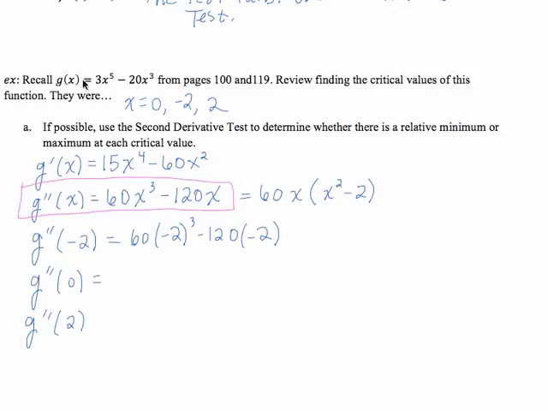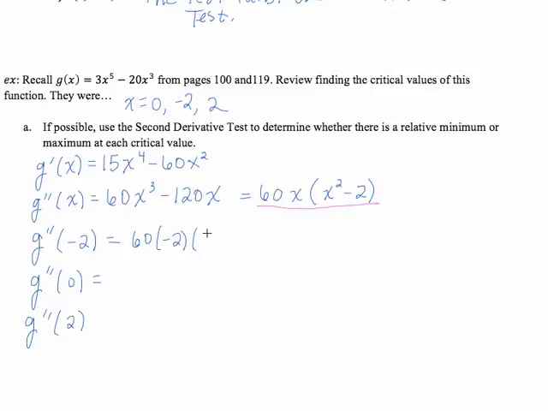Let's redo this. If I plug in negative 2 over here into the factored version, I will have 60 times negative 2 times negative 2 squared minus 2. And all I care about is whether my answer is positive or negative, which is why I'm plugging into the factored version. So I have 60 times negative 2, which is a negative number. Negative 2 squared is 4, minus 2 is a positive number, so we get a negative value.